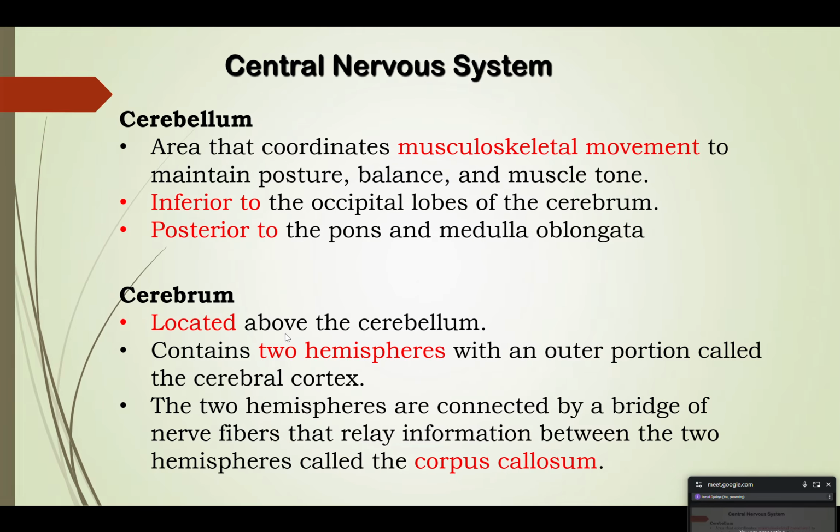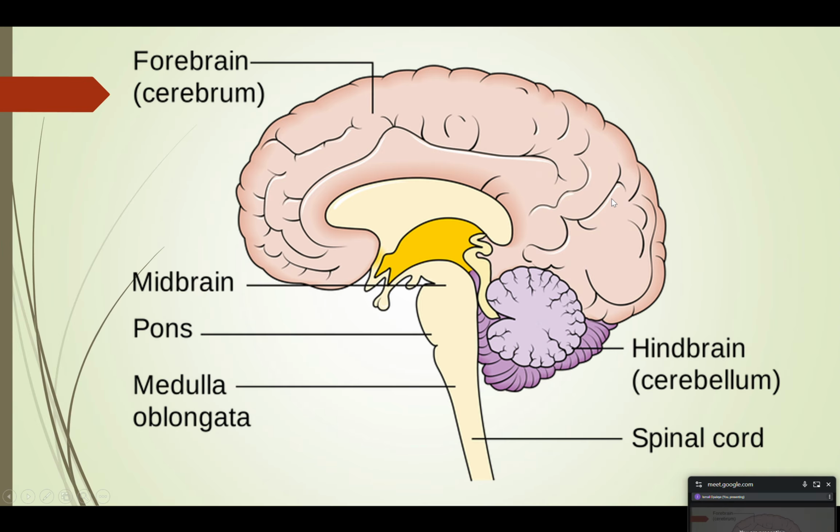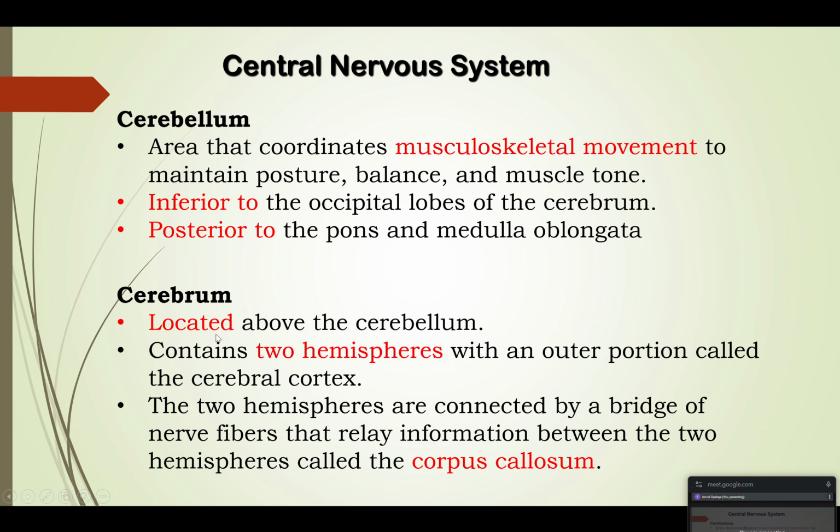it is located above the cerebellum. This is the cerebrum here, all of these convoluted parts, as I said earlier. It is the most superior part, and it contains two hemispheres, with an outer portion called the cerebral cortex. The two hemispheres are connected by a bridge of nerve fibers that relay information between them, and that is referred to as the corpus callosum.